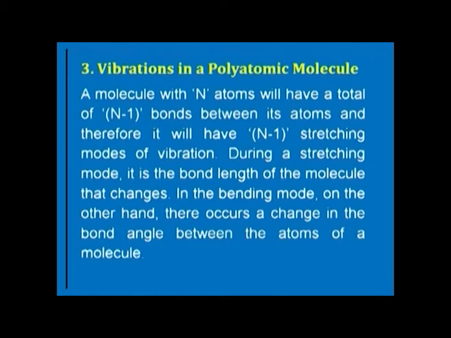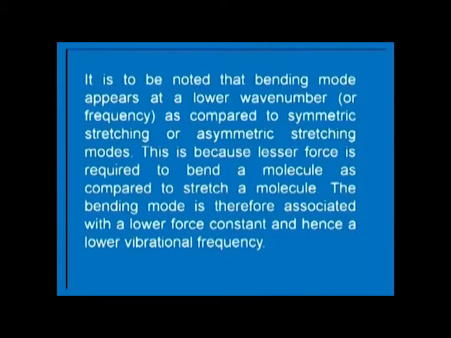For a linear molecule, there are a total of 3n minus 5 vibrational degrees of freedom, out of which n minus 1 are the stretching modes. The remaining therefore are 2n minus 4 bending modes of vibration. For a non-linear molecule, there are a total of 3n minus 6 vibrational degrees of freedom, out of which n minus 1 are the stretching modes. The remaining therefore are 2n minus 5 bending modes of vibration.